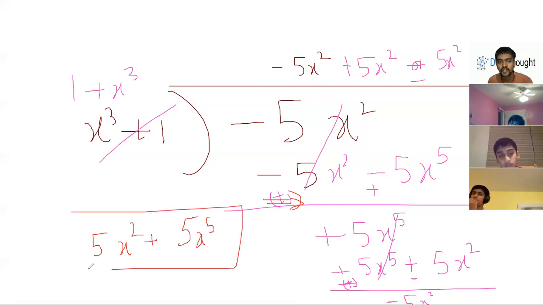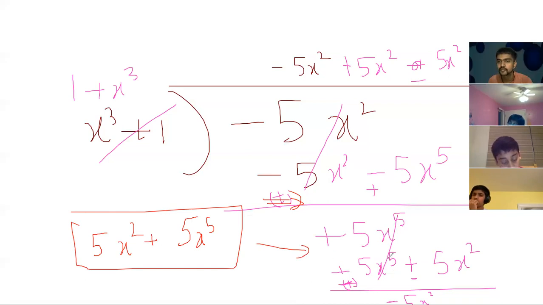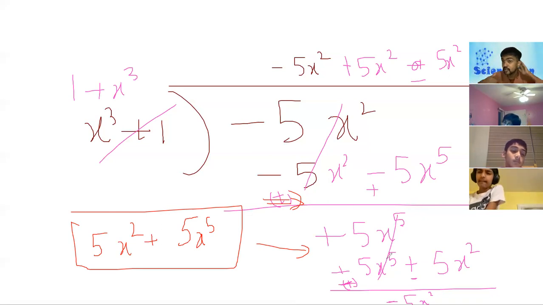I'm flipping the order and writing, so that I can knock off 5x power 5. But you need negative 5x if you really want to cancel it. No, but I'm subtracting, no? I'm subtracting 5x power 5 from 5x power 5.